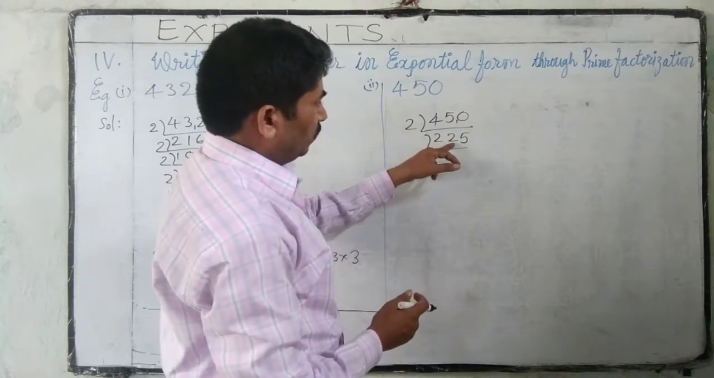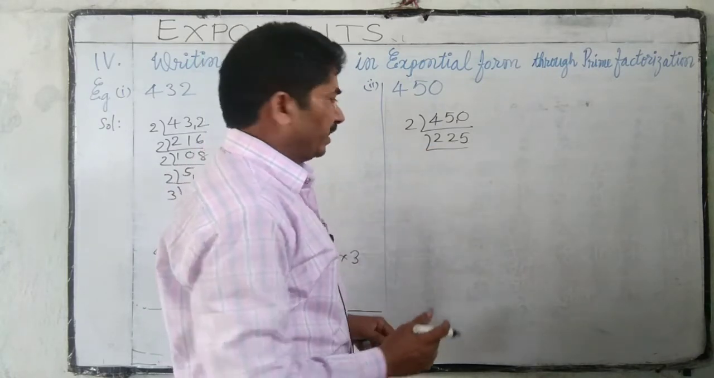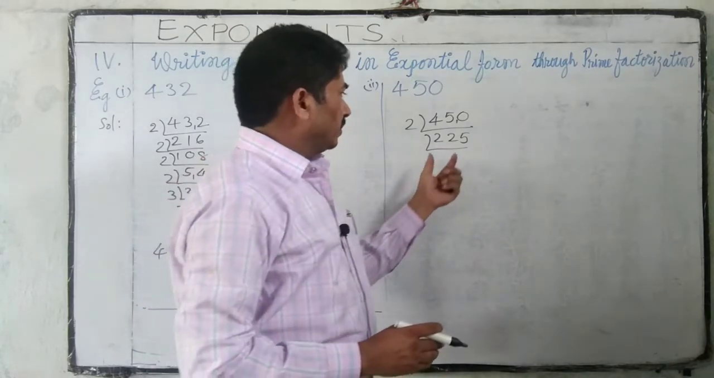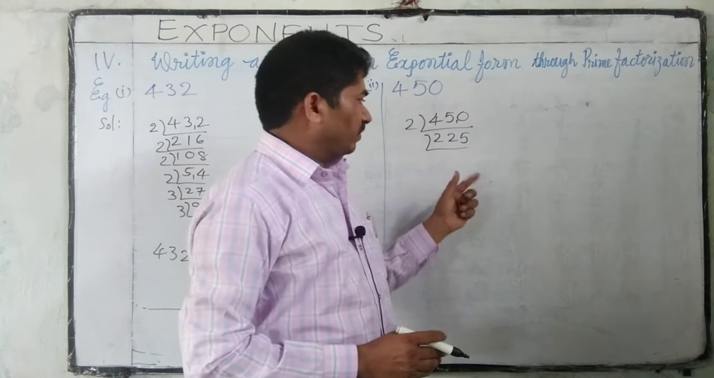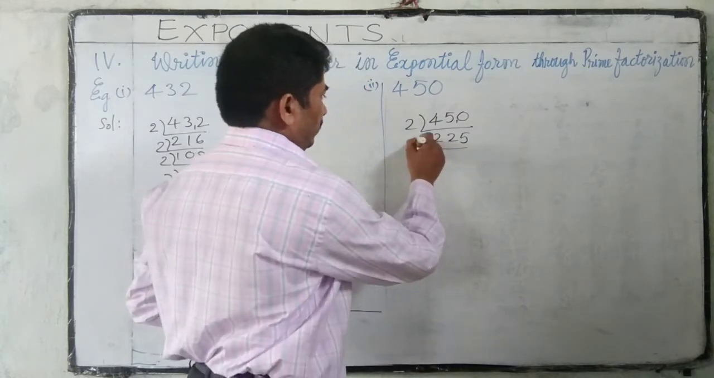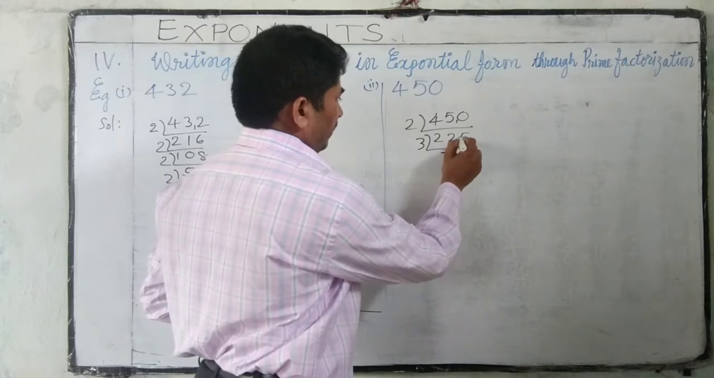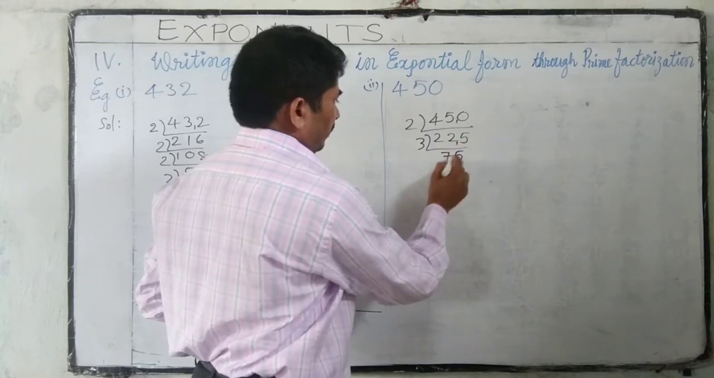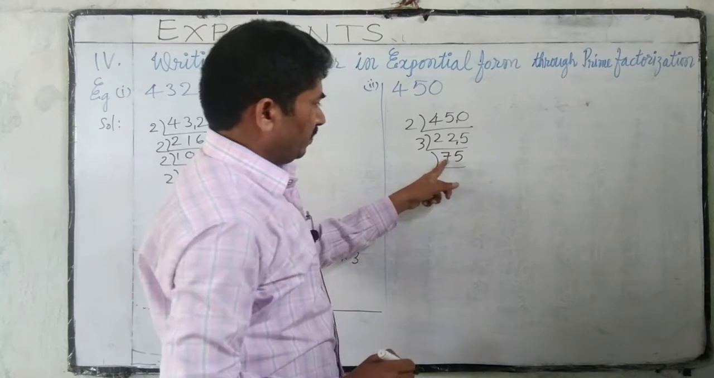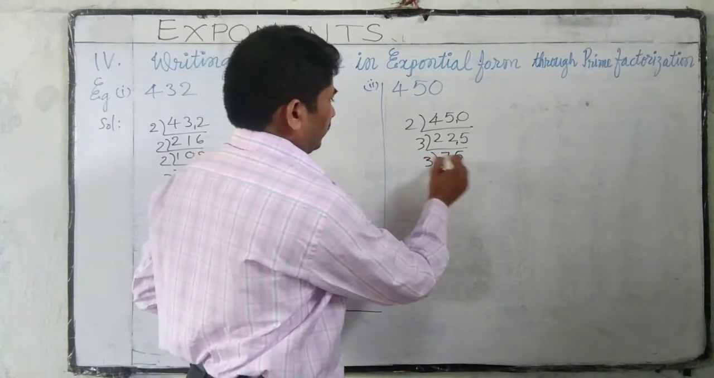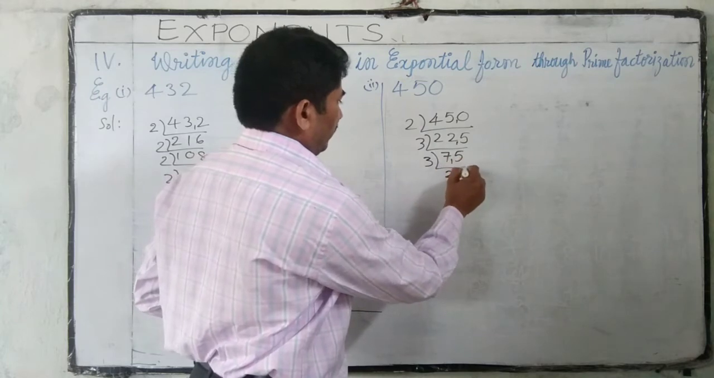3: 2 plus 2 is 4, 4 plus 5 is 9. So it is exactly divisible by 3. The sum of the digits is 9, so that's why it is divisible by 3. 3 sevens are 21, 1 remainder, 3 fives are 15. Next 7 plus 5 is 12, so it is again divisible by 3. 3 twos are 6, 3 fives are 15.